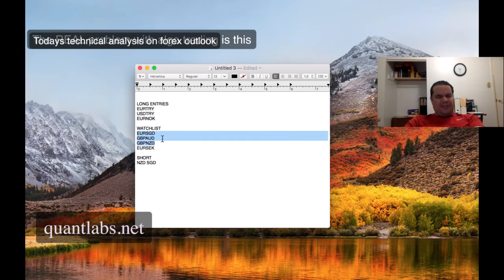Our watch list is very interesting. These three here, euro against the Singapore dollar, pound against the Australian dollar, pound against the New Zealand dollar. Contenders, this is a missed opportunity, but it may come back as a really strong potential as a defense play that I've seen historically. And that is the Euro, Swedish. And that's pretty well it. Short of opportunities, looks like New Zealand against your Singapore dollar. So that's where we're at.